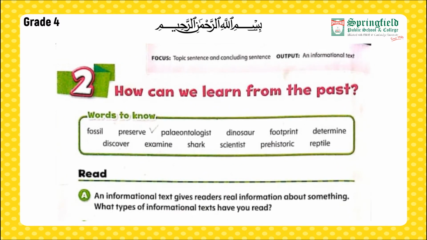Our first sight word is fossil. Fossil. It means the remains or impression of a prehistoric plant or animal embedded in rock and preserved in petrified form. Preserve. Maintained in its original or existing state. Paleontologist. A scientist who specializes in the study of life forms that existed in previous periods, as represented by their fossils.